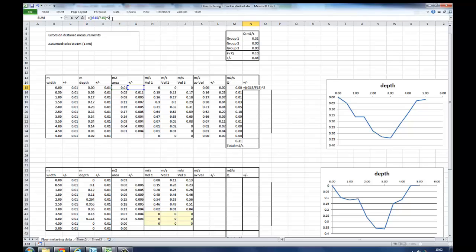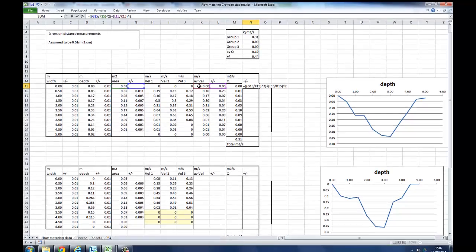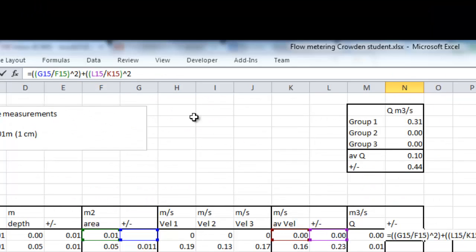Put another set of brackets around it because we want to add it to the other number we're dealing with, which is the velocity. The same with that: we take the error, divide it by the number, square it, and make sure we got the brackets right. We want to take the square root of the addition of those two quantities. We can just check that that's working. We've got no errors with the brackets.